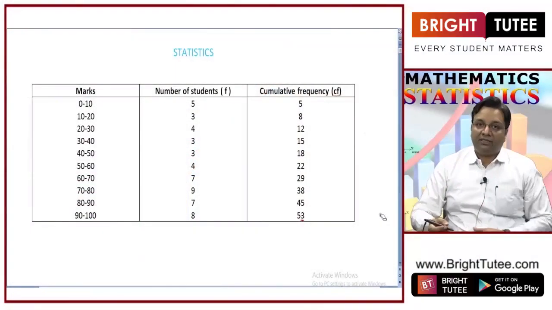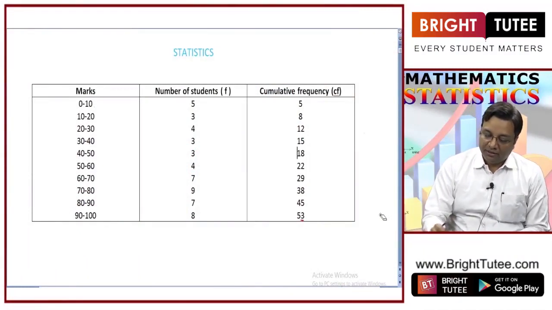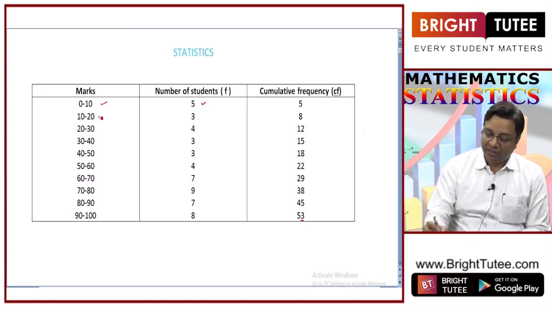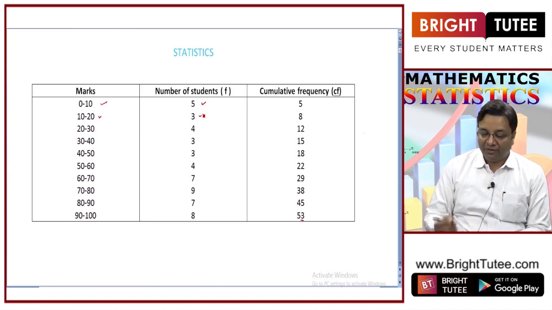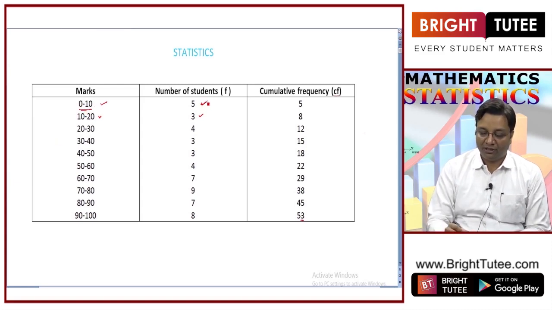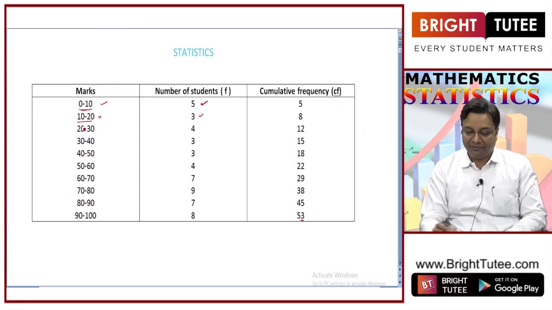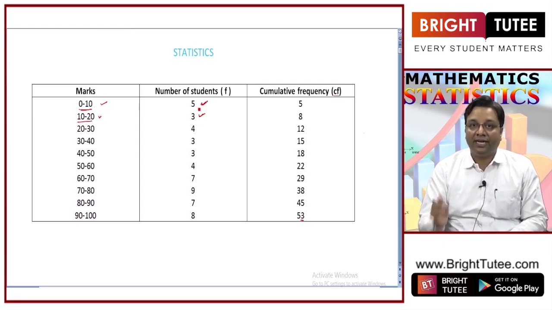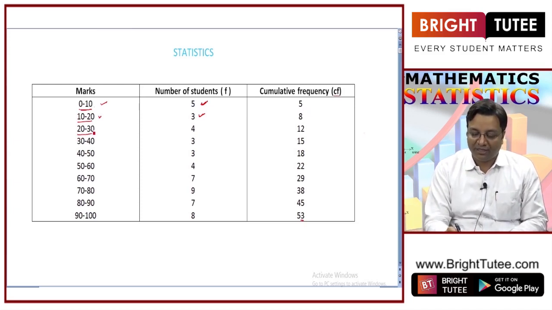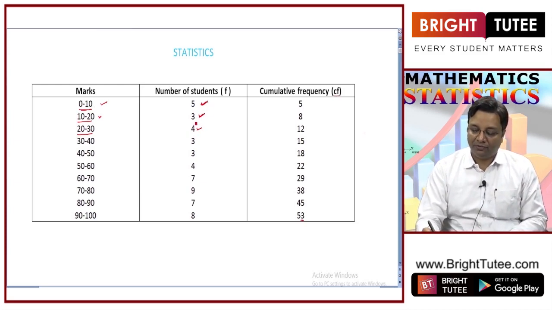Okay. Now, let us start by looking at this table. This is the class of marks, that is 0 to 10 marks are obtained by 5 students, right? 10 to 20 marks are obtained by 3 students. Now, if I ask you how many students have got marks less than 10, you will say 5 students. How many students have got marks less than 20? You will say these 3 and these 5. So, 8 students, which is this cumulative frequency. How many students have got marks less than 30? You will say these 4, 3 and 5. So, 4 plus 3 is 7, plus 5 is 12, that is this cumulative frequency.